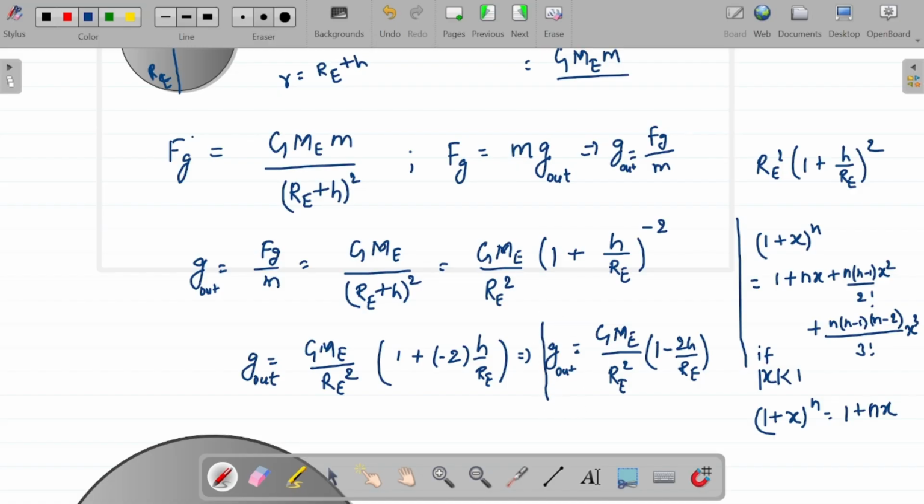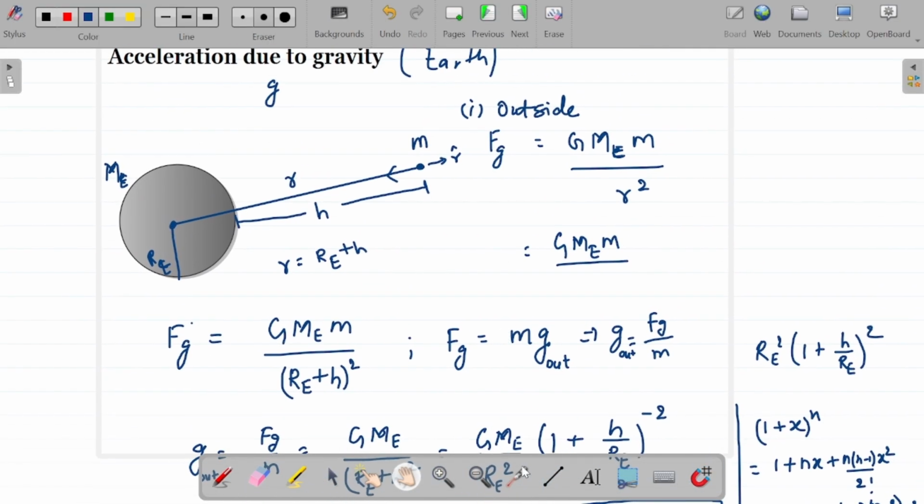So here we have acceleration due to gravity in the case where a body is placed at a height of h from the surface of the Earth. This is the acceleration due to gravity. Now what if h is 0, that is, the body is at the surface or on the surface of the Earth? In that case, if h is 0, I'm writing here the second case, on the surface.